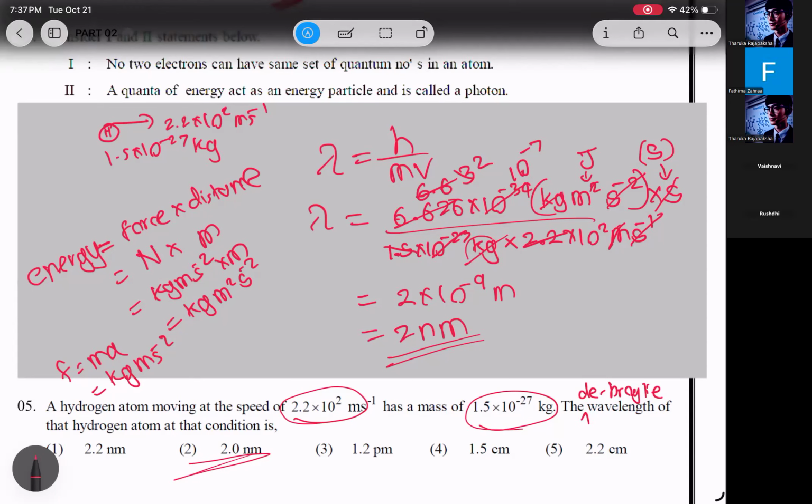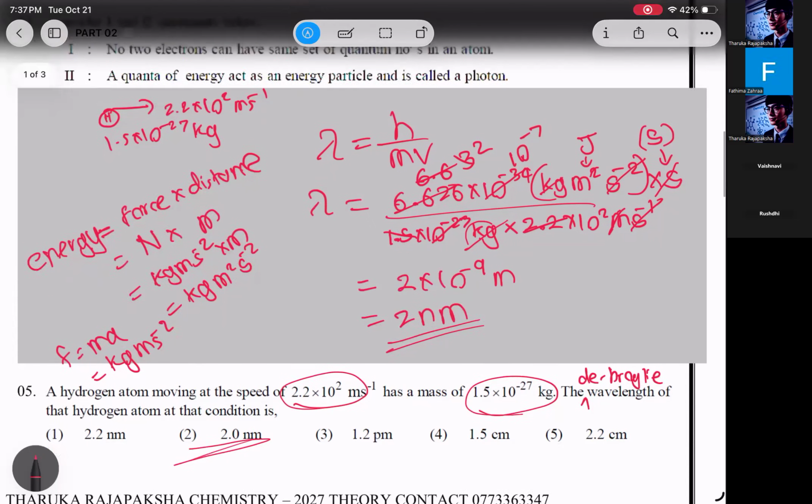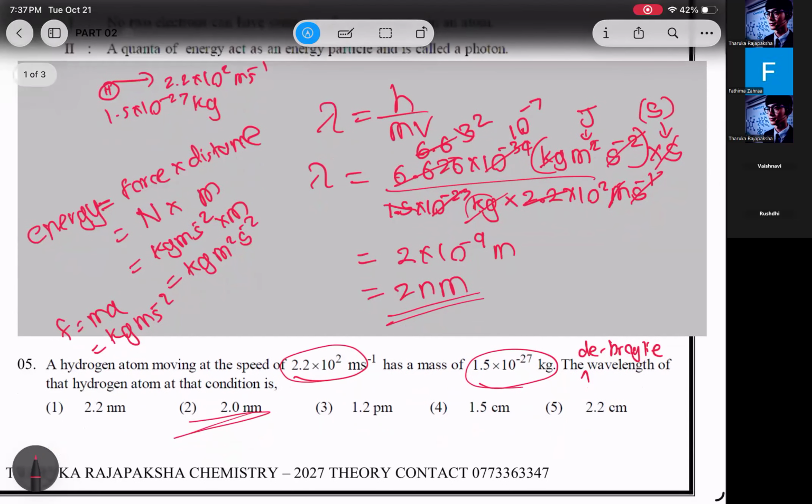I didn't understand the number cancelling part. That is mathematics, Rushdie. That is completely mathematics going on. You can try this by writing it in a separate paper and then simplifying it. That's simplification, ne? That's not chemistry.